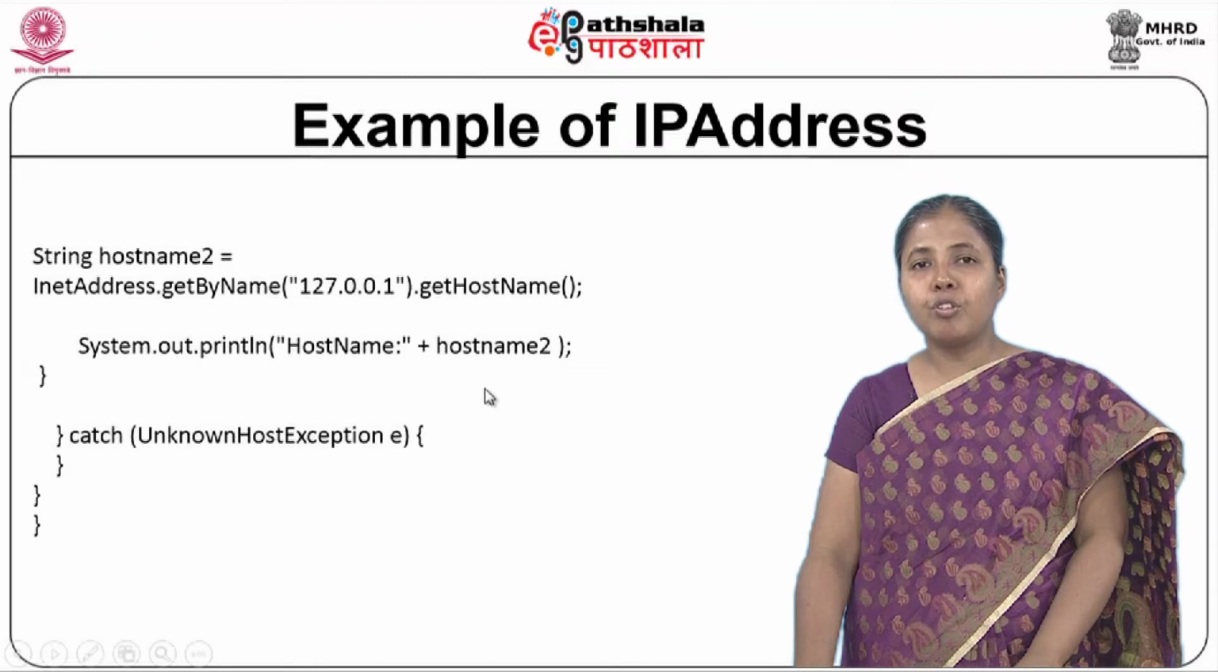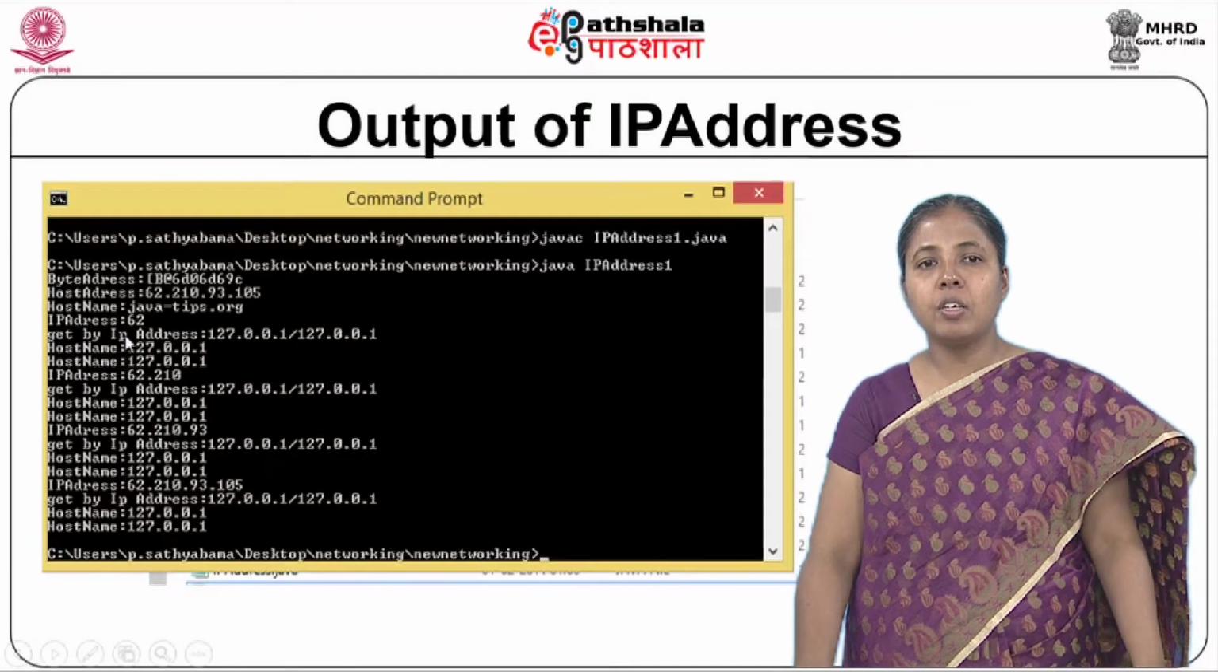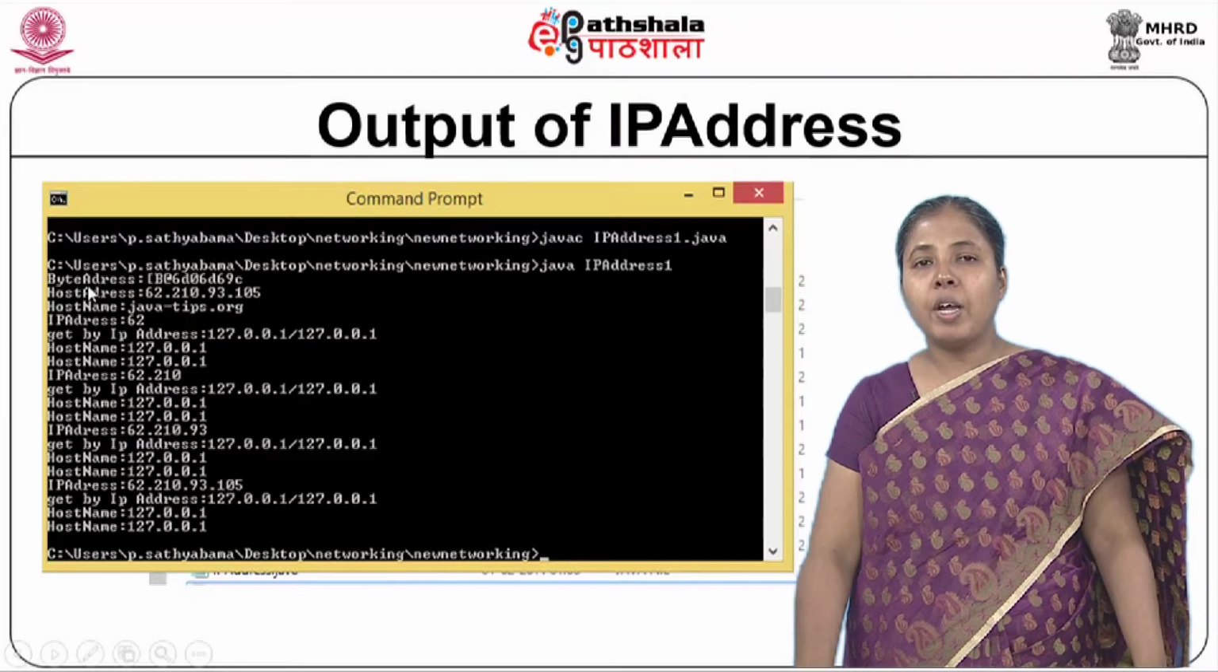So this for loop would be executed 4 times, once for each byte in the byte array. In an IP address there are 4 bytes, and you can see the output. This is the byte address that is printed in hexadecimal form. The host address is printed with 4 bytes, the host name is printed as javatips, and then the IP address. This is the first byte that is received, and the other 3 function calls are within this for loop, so it is getting printed again and again.